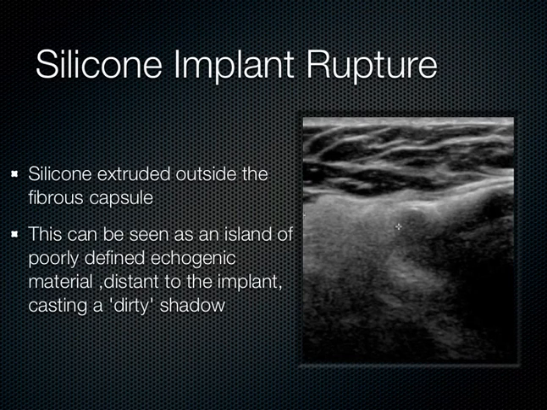Now, when you do have rupture, what happens is the silicone, if it's a silicone implant, extrudes, and you can see it outside. Here's this fibrous capsule coming along here, and then we see it sort of outside. This island is described here as poorly defined echogenic material distant to the implant with a dirty shadow or difficult to demarcate shadow. This is a sign of silicone implant rupture. If it's a saline implant rupture, it just looks like anechoic, free fluid seen in different tissue layers.